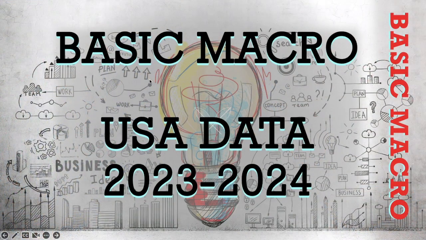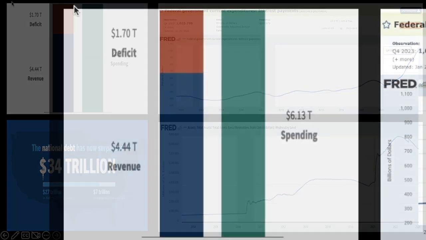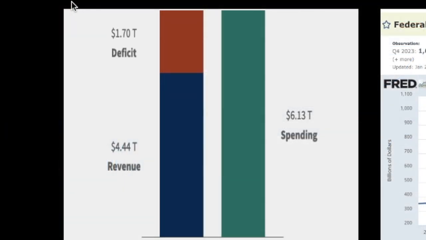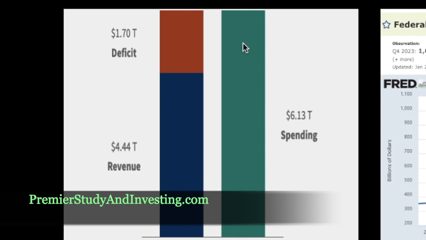I'm calling it basic macro, U.S. data 2023 and 2024. I'm going to be looking at 4 windows. We're going to start in this top left one, which basically shows us the numbers behind the 2023 budget. So let's start with this green bar here. I'm going to just keep it really easy numbers. We're going to drop that second decimal, and we're just going to go with 6.1 trillion was spent in 2023. So last year, the U.S. government spent $6.1 trillion.